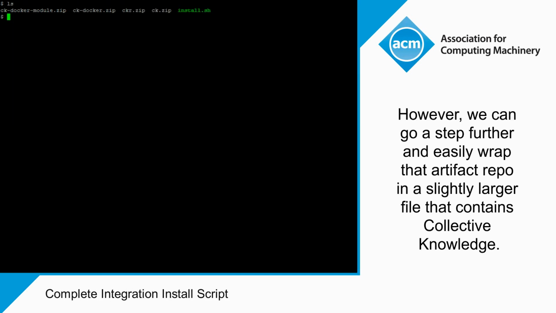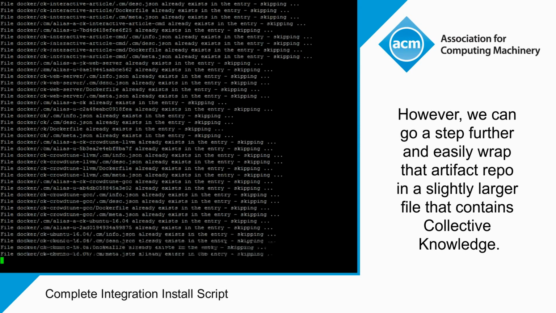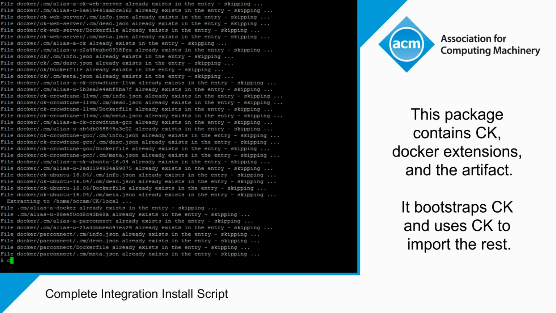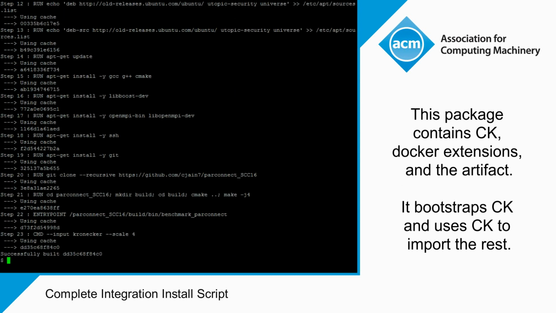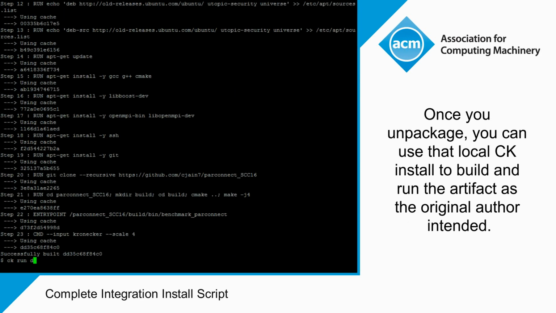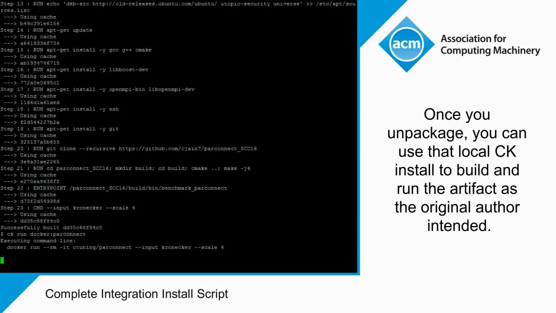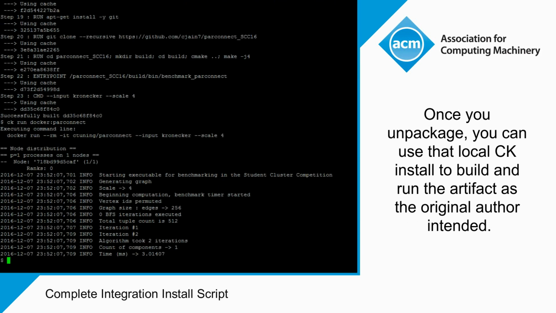However, we can go a step further and easily wrap that artifact repository into a slightly larger file that contains a copy of collective knowledge. This package will automatically install a local copy of collective knowledge that will be guaranteed to be the correct version without needing to be pre-installed.